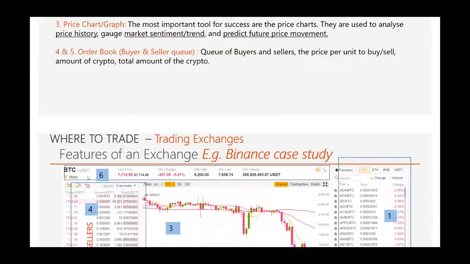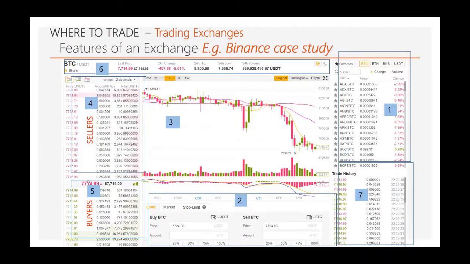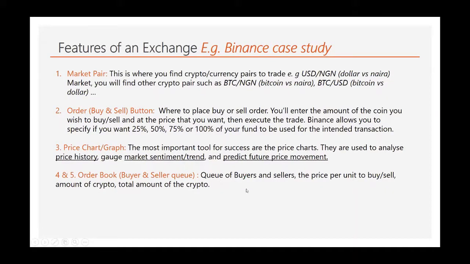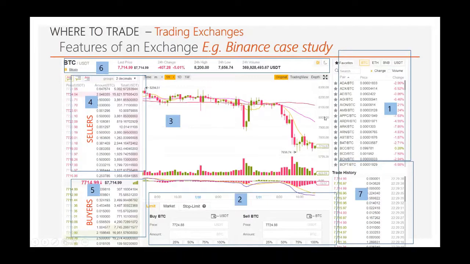So number 4 and 5 is called the order book. The order book is just a queue of buyers and sellers. Trading is automatic. You don't need to say, oh, I'm waiting for someone who is going to buy my Bitcoin, or someone who is going to buy my Ethereum, or my Naira. I'm looking for a trader. No, you don't look for traders. There are queues of buyers and sellers already waiting for orders to be filled. Okay, so I'm going to be a bit slower here now so that we can understand this.